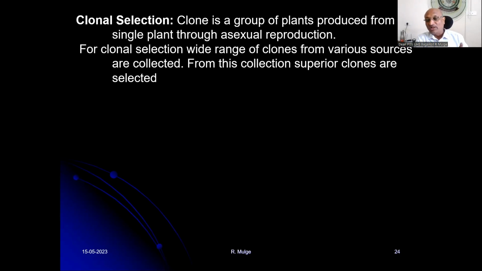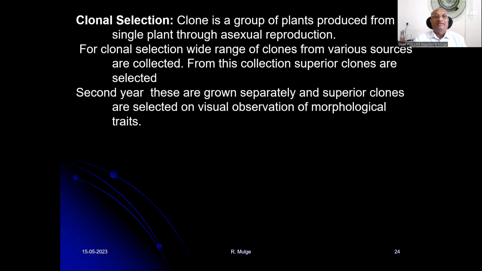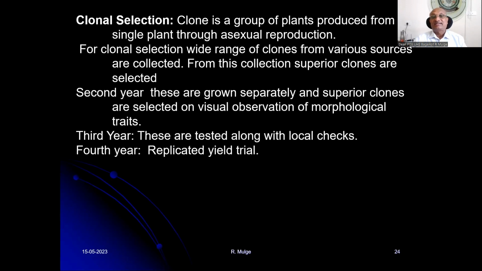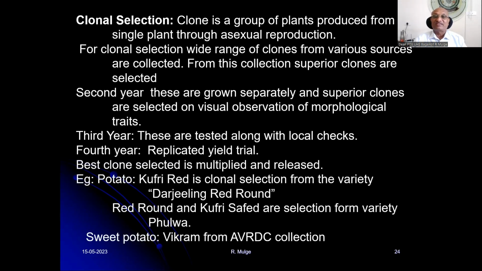So for that, you have to collect several clones. For clonal selection, a wide range of clones from various sources are collected. From this collection, superior clones are selected. Unless the variation is there, you cannot make any selection. Second year, these are grown separately and superior clones are selected on visual observations of morphological traits. Third year, these are tested along with local checks. Fourth year, replicated yield trial. You need not spend more time on this because the clones are vegetatively propagated. The best clone selected is multiplied and released.